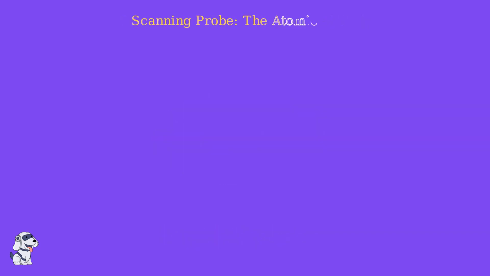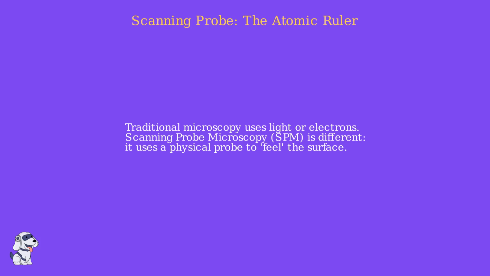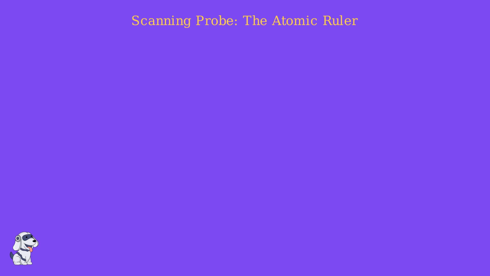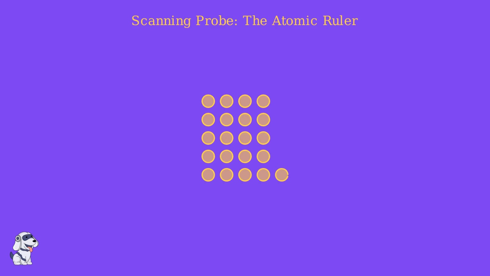Scanning probe microscopes like the STM and AFM do not rely on light or electrons. Instead, they use an incredibly sharp physical probe to feel the surface of a specimen, much like reading Braille, but at the scale of individual atoms. Here, we see a representation of an atomic lattice.